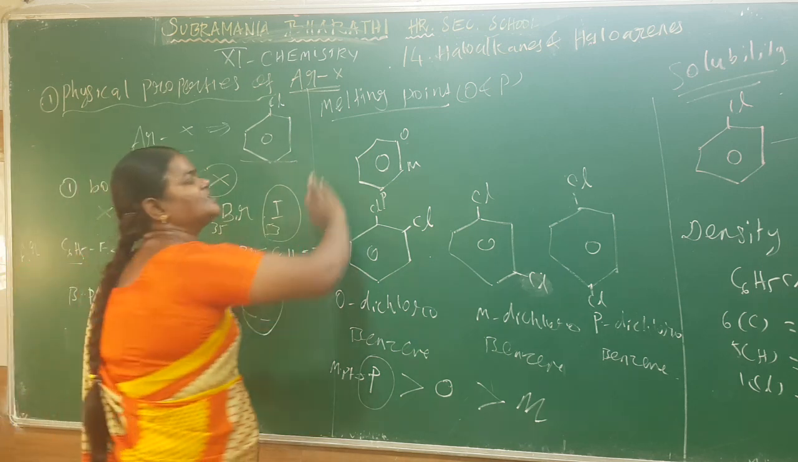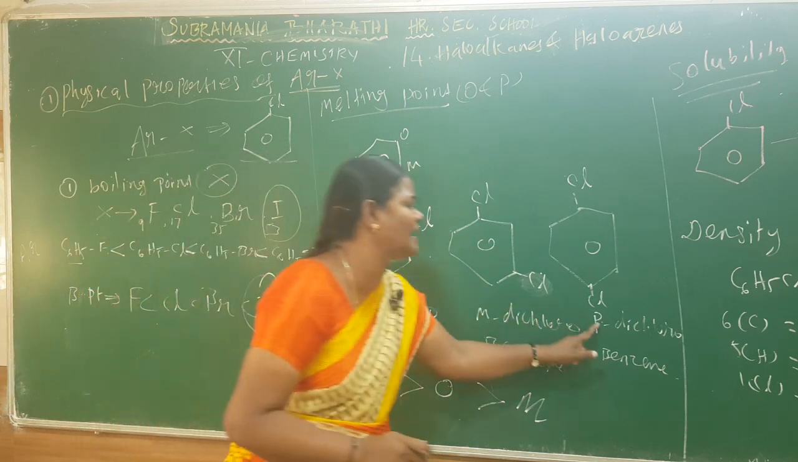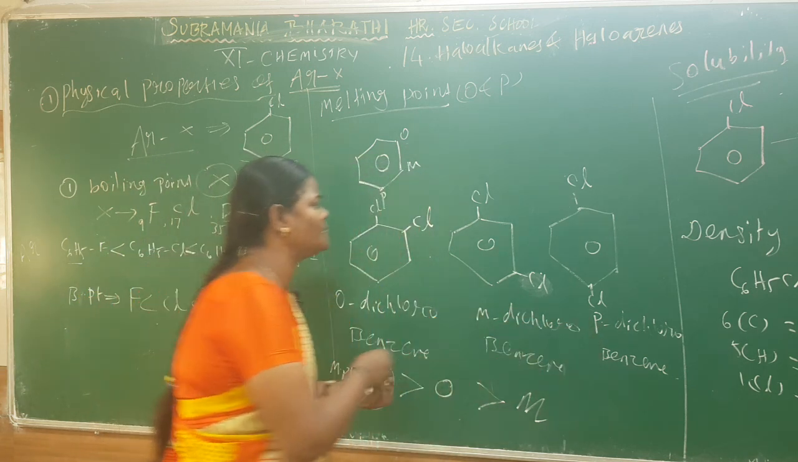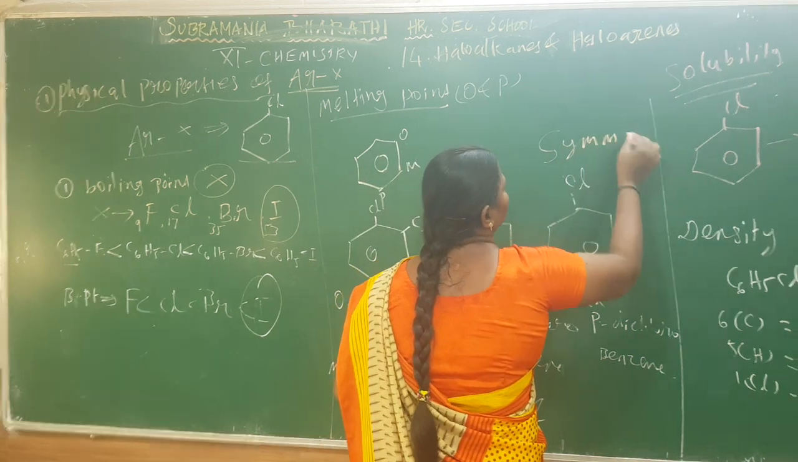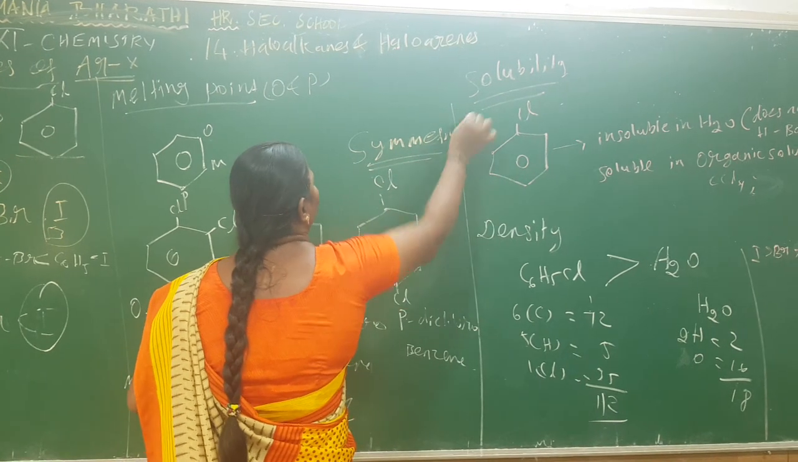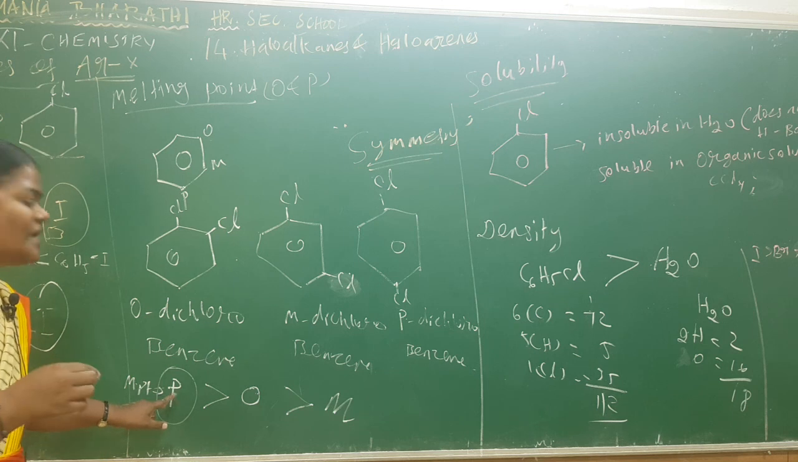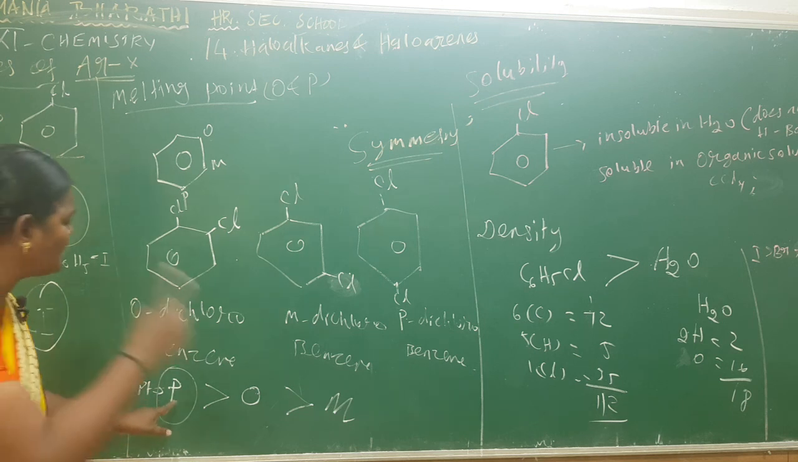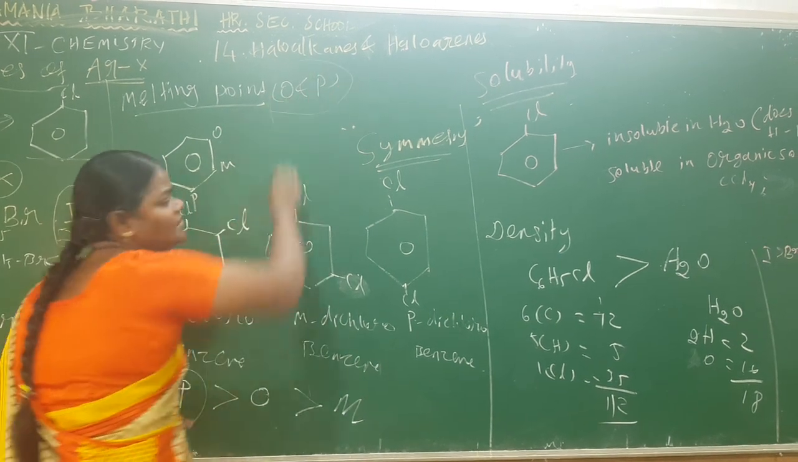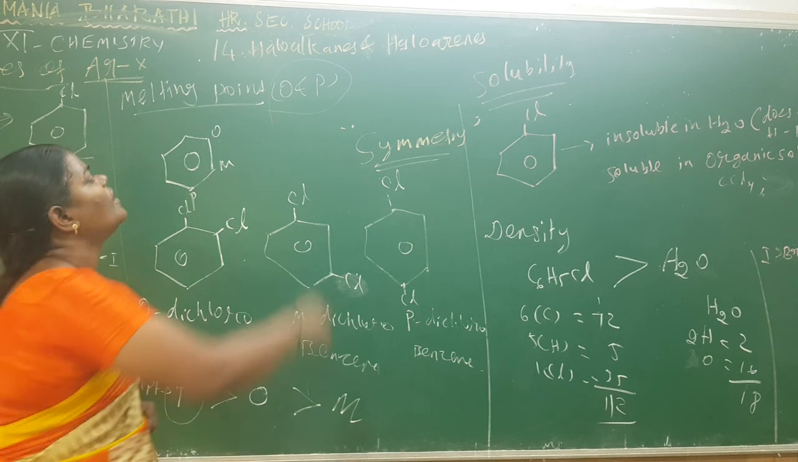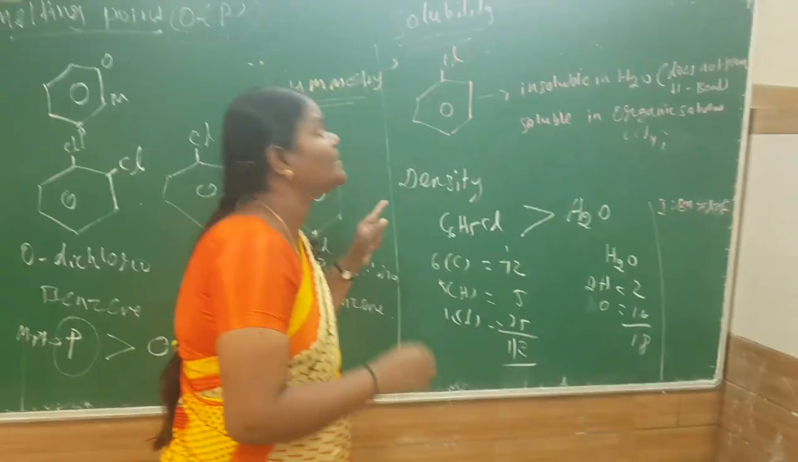In melting point, this is the position on the benzene ring: ortho, meta and para. Para positions have a higher melting point because, very important, it has symmetry. This symmetric para position is more stable and has a high melting point compared to ortho and meta. Most substituents are attached at the para position. Let us see the solubility.